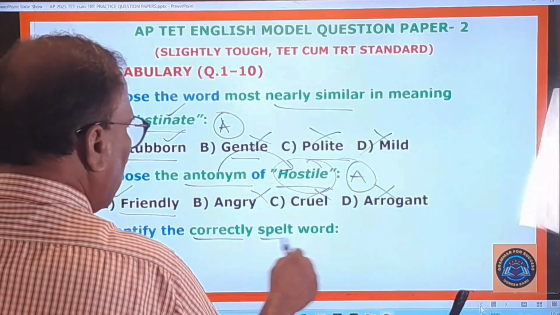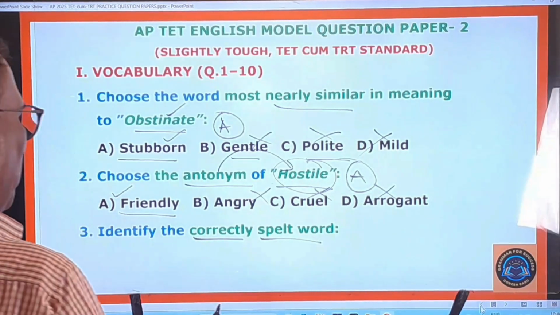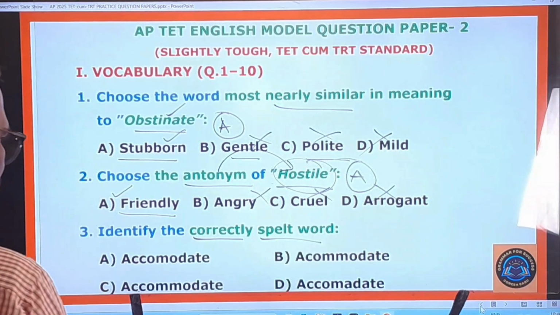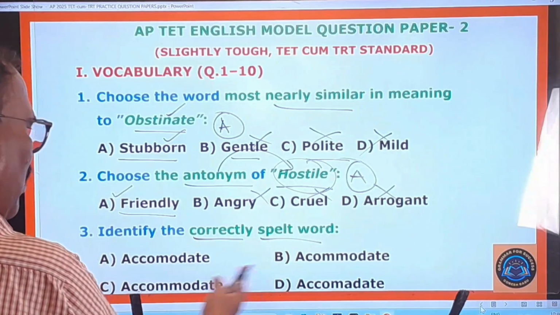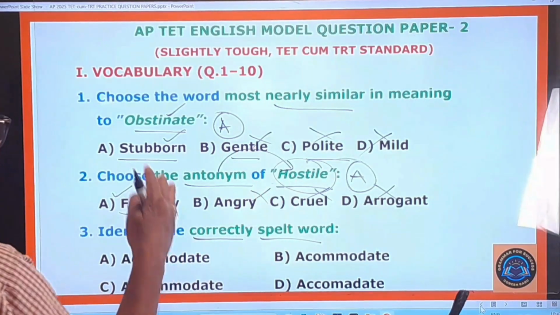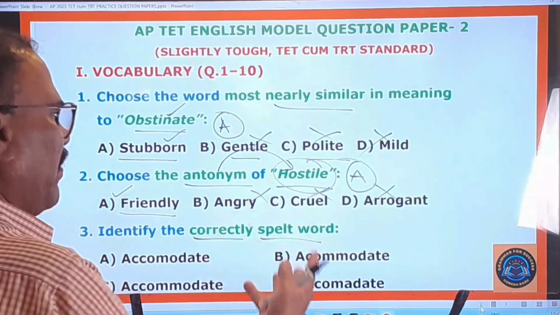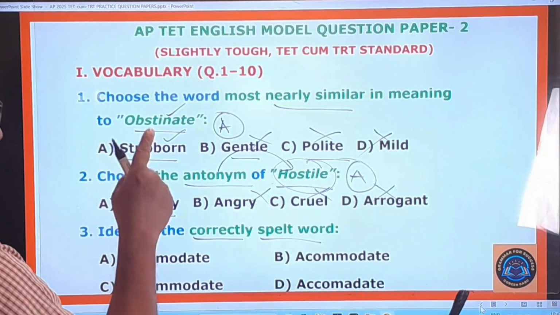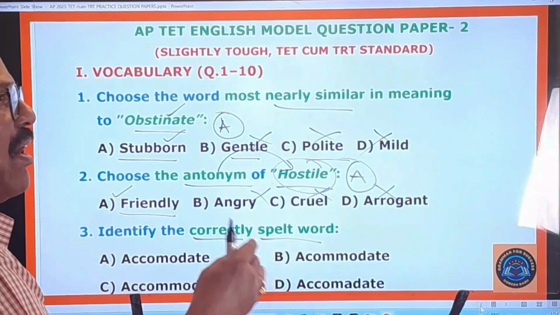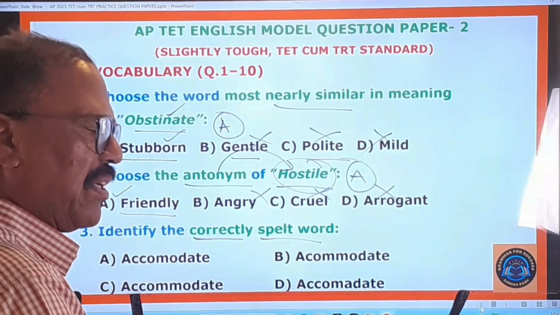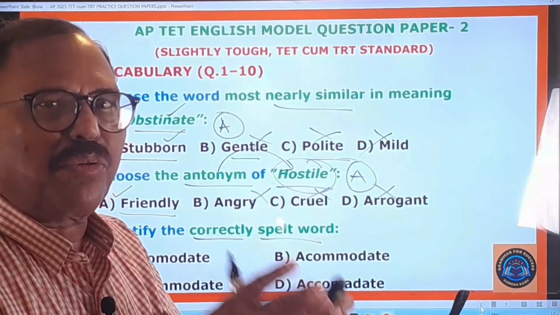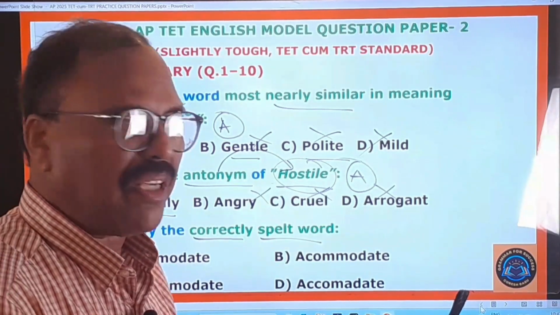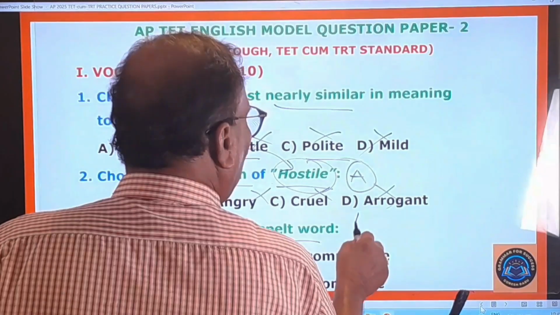Identify the correctly spelled word. So what is the word given here for correction? Means accommodate. So in all these options, the word accommodate is given with different spelling. But you should know the correct spelling. Before you give the correct spelling for any word, you must cut the word into syllables. That point you have to understand. So here you pay attention.